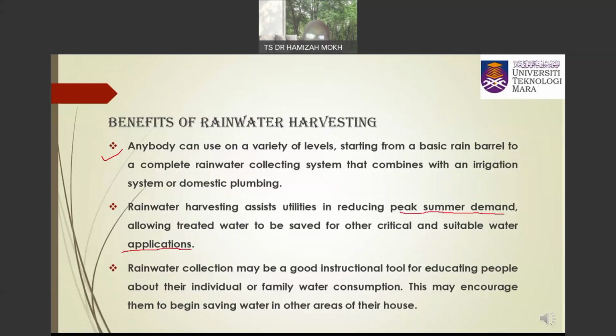Another benefit of rainwater collection is that it may be a good instructional tool to educate people and also families on the importance of water consumption. So by implementing RWH in our community, it may encourage them to begin to save water in other areas of their house.